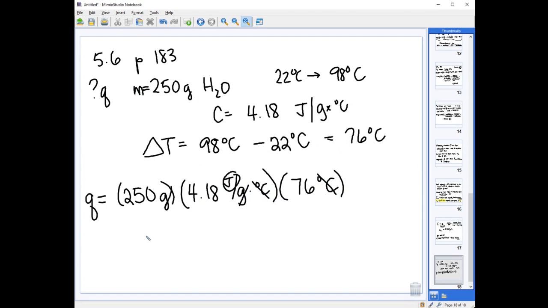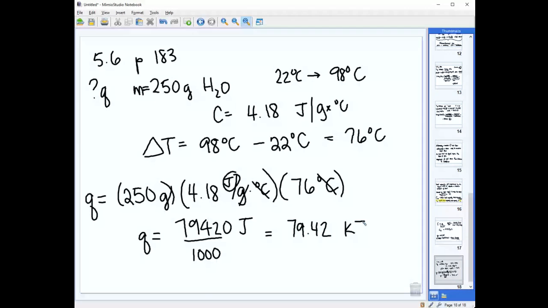So I just multiply all these together. 250 times 4.18 times 76 gives me 79,420 joules. Now I can put that in kilojoules if I divide that by 1,000. And that just involves moving the decimal. So it would be 79.42 kilojoules. I have two significant digits, so I can say 79 kilojoules.